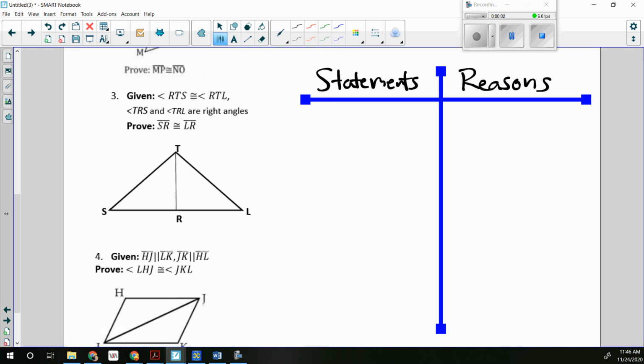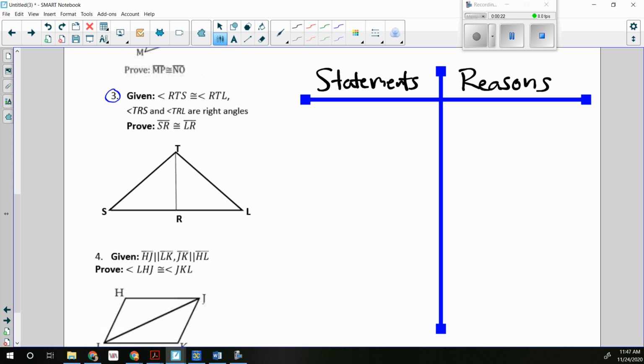All right, guys, I wanted to do a quick proof for you, and I like this one. This is number 3 that we're going to do. It says, given that angle RTS is congruent to angle RTL, angle TRS and angle TRL are right angles, we need to prove that SR is congruent to LR.